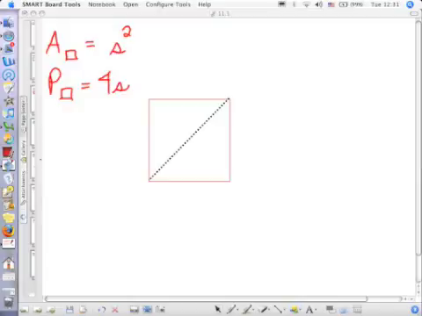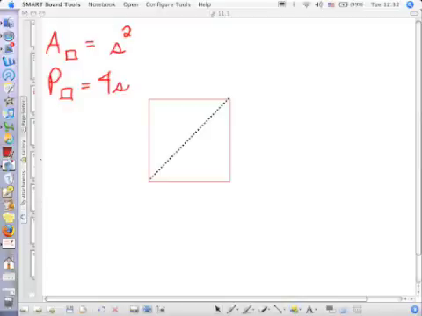Chapter 11, Section 1. First, we're going to start out with the square. Area of a square is side squared. Okay? When we think of area, I want us to get a mental picture and a real-life illustration of area.